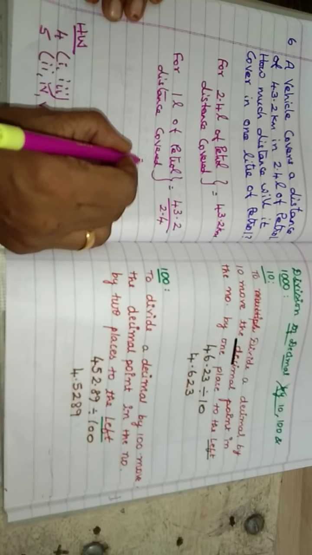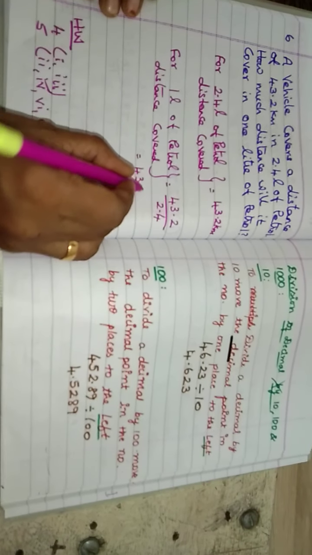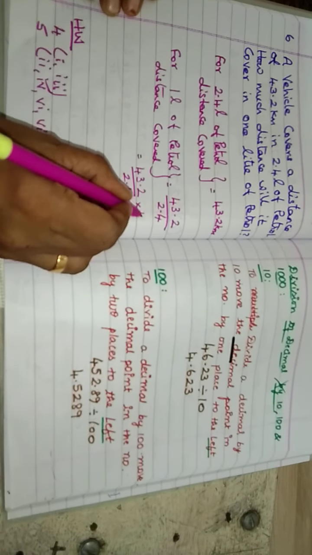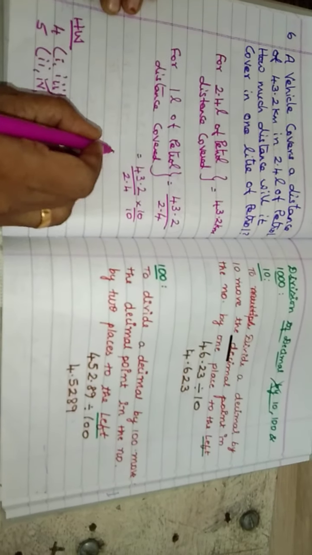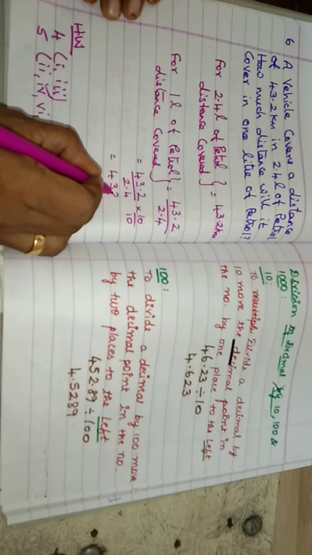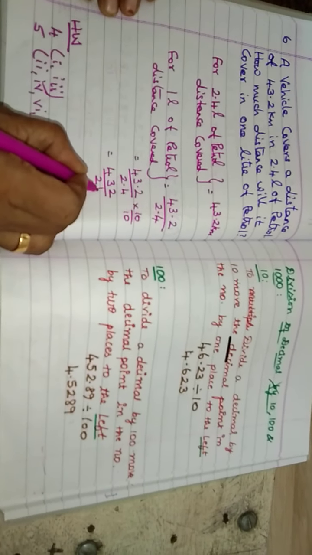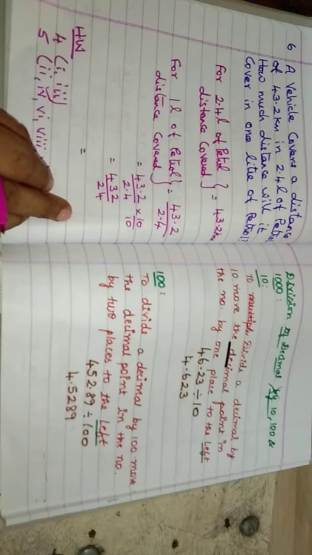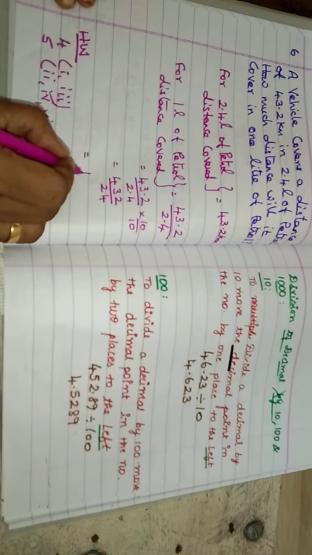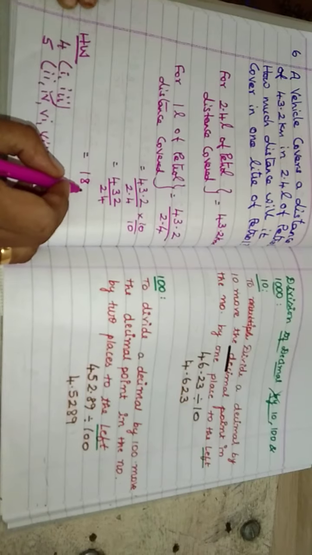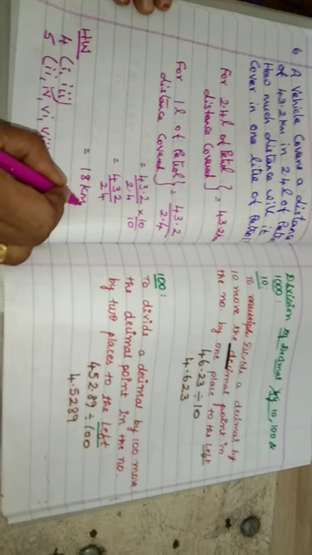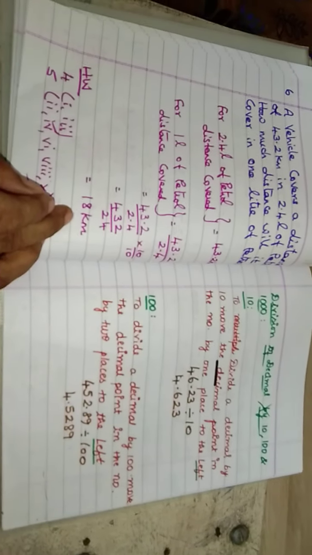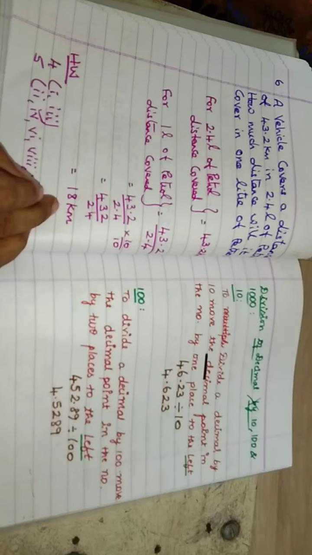Again it is a decimal number. So 43.2 divided by 2.4 is to be multiplied by 10. So the number becomes 432 by 24. So both the things have become whole numbers. So you can divide and see. You will get 18 kilometers. So for 1 liter of petrol, the vehicle is traveling 18 kilometers.